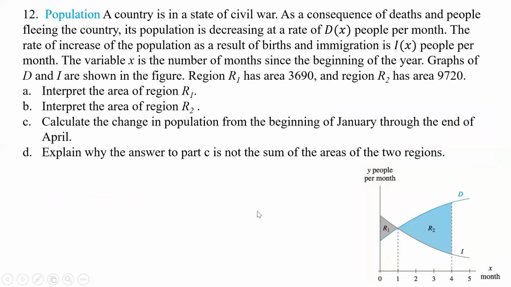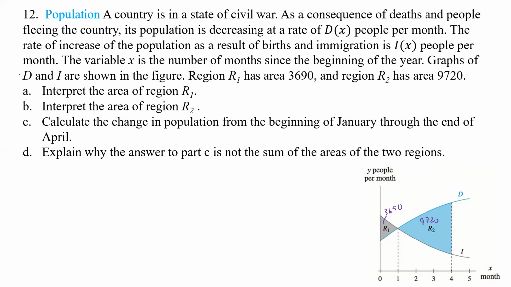All right, what about the next one? A country is in a state of civil war. As a consequence of deaths and people fleeing the country, its population is decreasing at a rate of D of X. So D of X, it looks like, is going up. And the rate of increase of the population as a result of birth and immigration is I of X. It looks like it's going down per month. The variable X is the number of months since the beginning of the year. So the graphs of D and I are shown here. The region R1 is 3690. R2 is 9720. So we're supposed to interpret the area of the region R1.